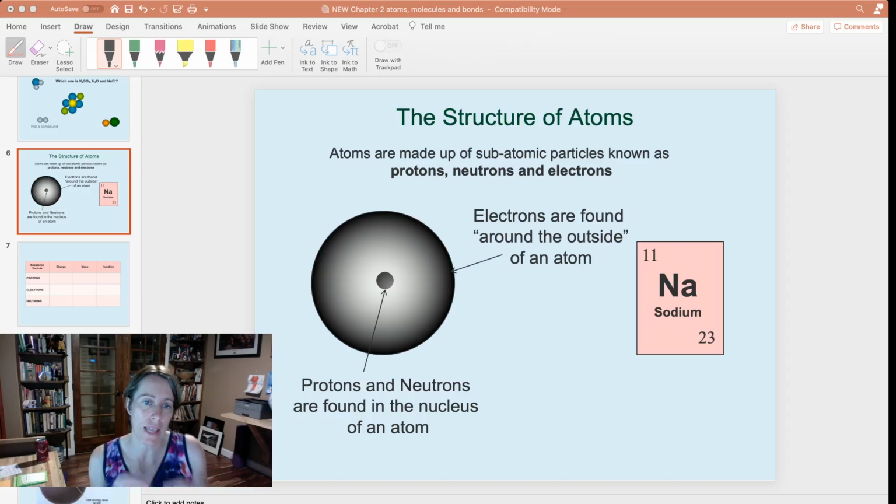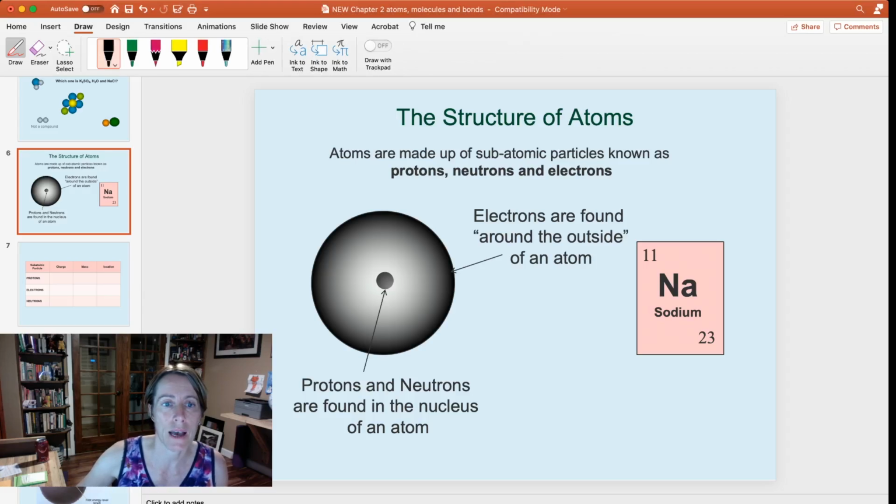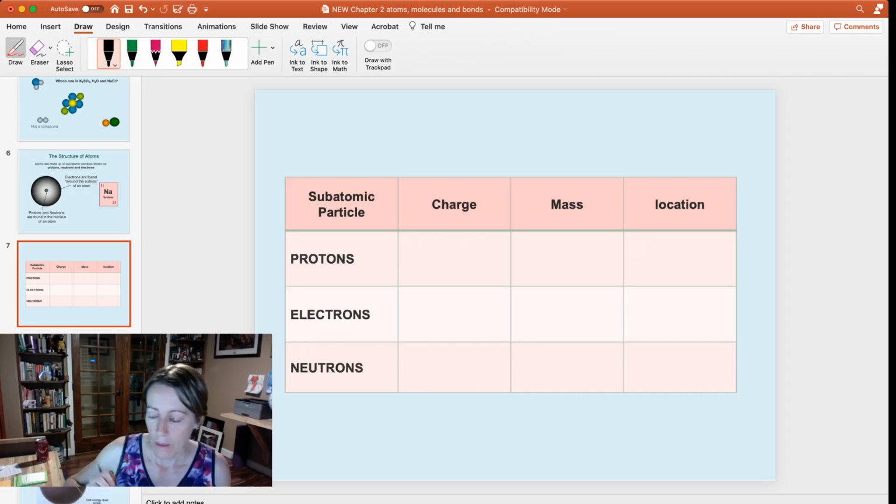So you can think of it like the center of a racetrack with the core of protons and neutrons. And then all the electrons, however many there are, constantly in motion, flying around the outside of the atom. Again, that's a great simplification, but it'll work for biology. So we're going to go through some of these basic features of protons, neutrons, and electrons.